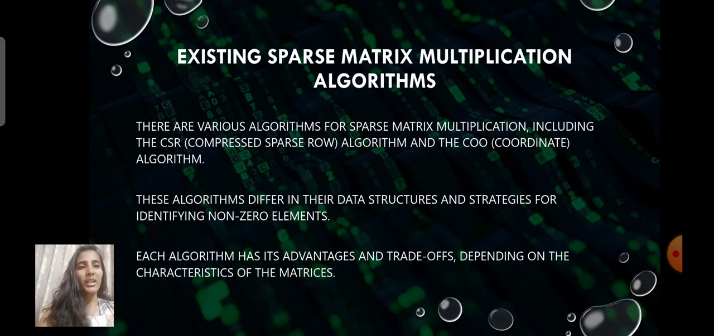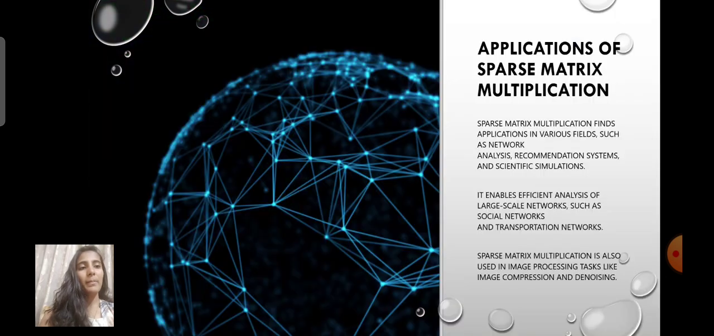Existing sparse matrix multiplication algorithms. There are various algorithms for sparse matrix multiplication, including the CSR algorithm and the COO algorithm. The CSR indicates compressed sparse row and COO indicates the coordinate algorithm. These algorithms differ in their data structures and strategies for identifying non-zero elements. Each algorithm has its advantages and trade-offs depending on the characteristics of the matrices.